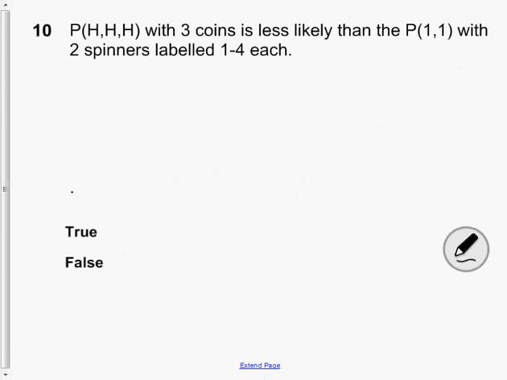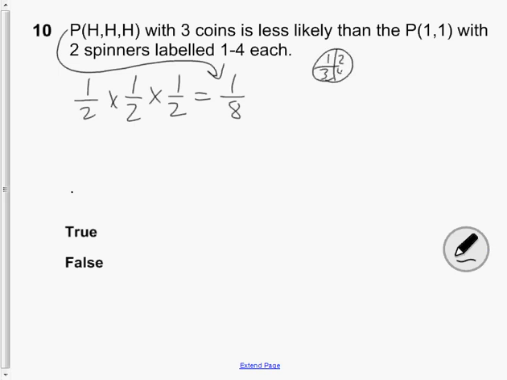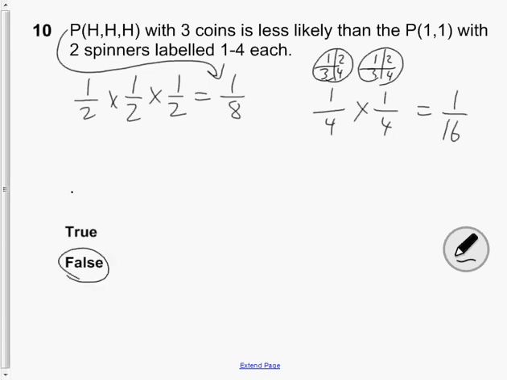Question 10, the probability of heads with 3 coins. Let's just do that real quick. So using the multiplication method, heads for the first coin is 1/2, heads for the second coin is 1/2, and heads for the third coin is 1/2, and that combined probability for the heads is 1/8. And if I think of the spinners labeled 1 to 4 each, there's 1, 2, 3, 4, and then 1, 2, 3, 4. The probability of a 1 is 1 out of 4. Probability of 1 is 1 out of 4. The combined probability for that is 1/16, which is a less likely probability. So therefore, the answer is false, because it's more likely to go heads than it is to spin a 1/1.